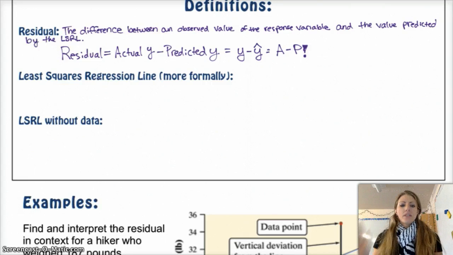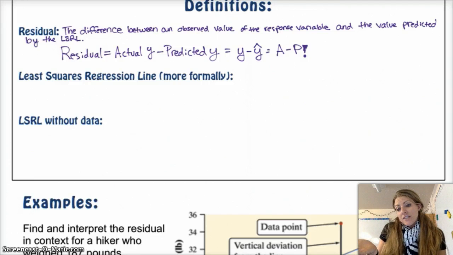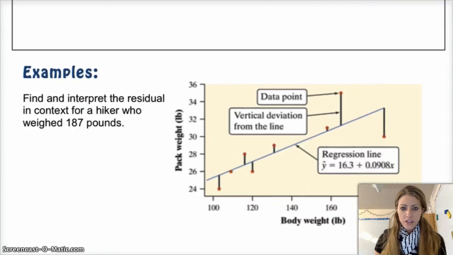So that is what a residual is. Super easy to find, right? Because if you have the observed value minus the predicted value, then you just subtract the two numbers. So math isn't that hard. However, conceptually, I just want to show you what that actually is.